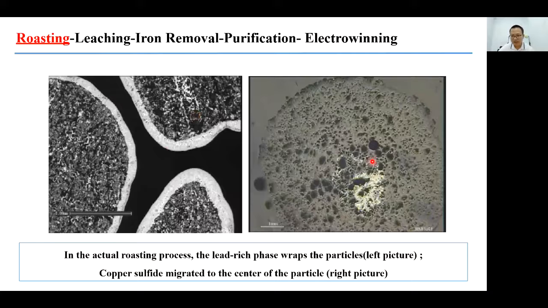In the middle of the particle, we can see it is rich in copper. So copper will migrate into the core part of the particles. If there is some copper remaining, it will stay with sulfide, and also stay in the particle core, or the particle center.